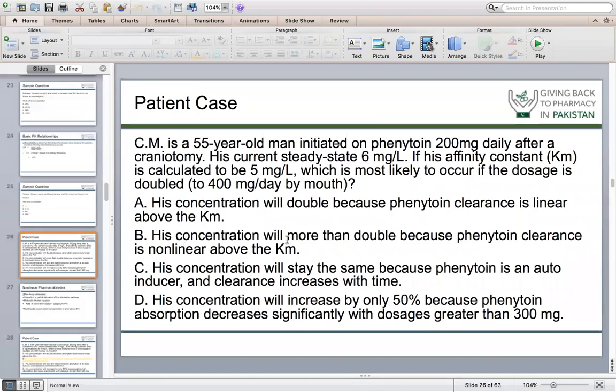His concentration will be more than double because phenytoin clearance is nonlinear above the Km. His concentration will stay the same because phenytoin is an auto-inducer and clearance increases with time. His concentration will increase by only 50% because phenytoin absorption decreases significantly with dosages greater than 300 milligrams. Anyone wants to answer this question? C, D.